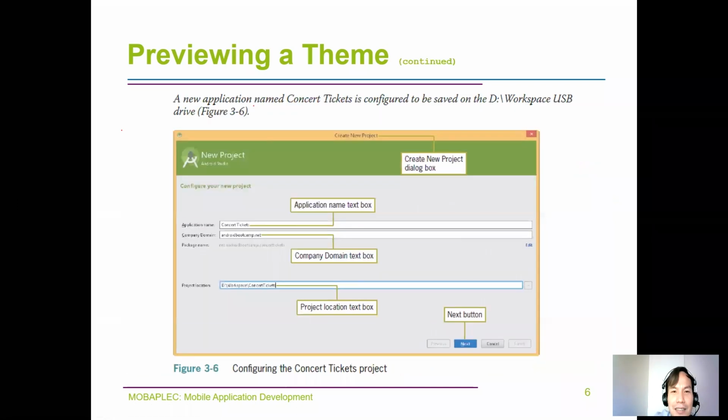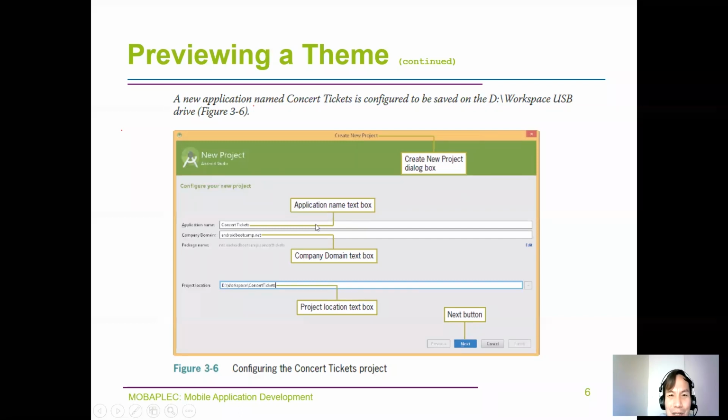So next. So here we have figure 3-6, the configuration of the concert ticket project. So I made a concert tickets project. The application name is the concert ticket. As you can see, that's the application name with a text box. And then the domain name is actually a default for the Android. So still you can modify that. It's up to you as long as the application name is written.